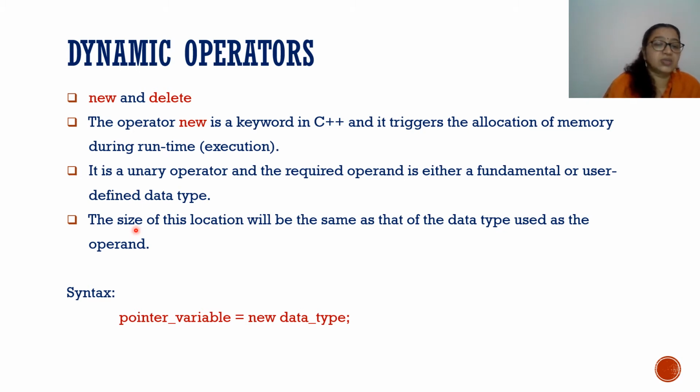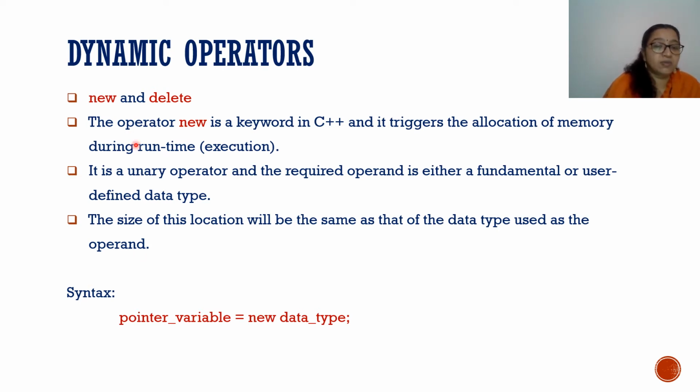Understood? So see the syntax. Pointer variable is equal to new data type. So whatever data type we specified here, that much space we will get in the memory. So through the pointer we can allocate this memory. This is the way of memory allocation in the dynamic memory method.